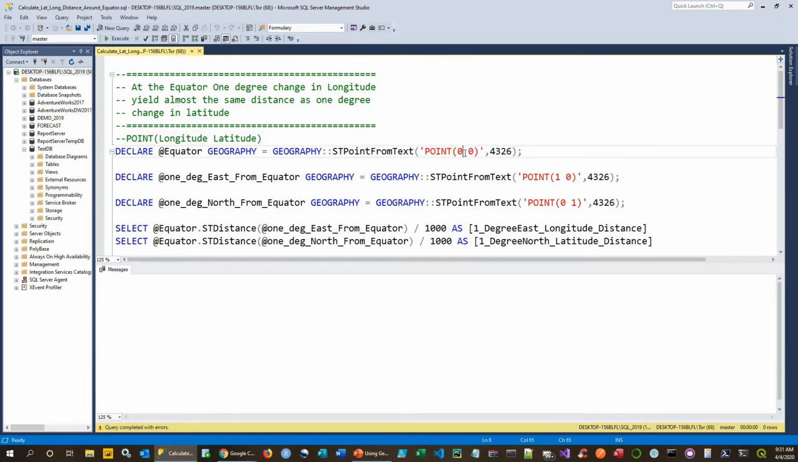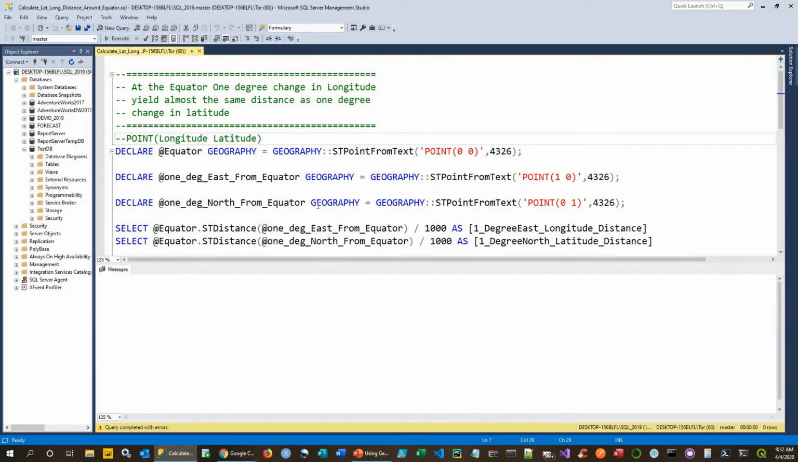So I'm going to be at the equator, and this will be the prime meridian because longitude is first, and this will be the latitude, which is the equator line. So I'm creating a point here at the equator, and then I create another variable that is 1 degree east from the equator. So again, longitude, latitude. Again, I'm using the same function. And now I'm saying, I want to go 1 degree east, so that would be positive longitude, and the equator line is still at 0. So then I'm creating a point 1 degree east.